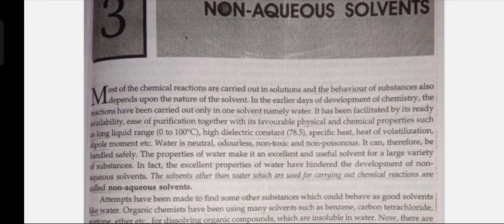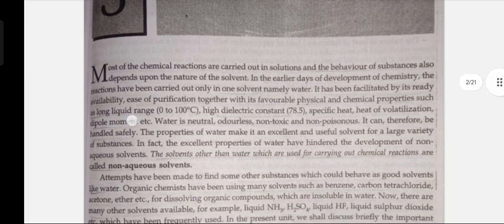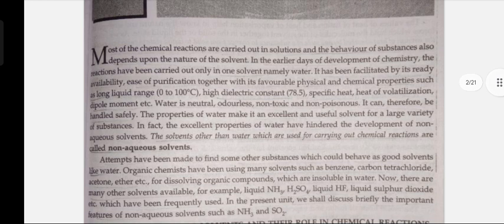The properties of water make it an excellent and useful solvent for a large variety of substances. In fact, the excellent properties of water have hindered the development of non-aqueous solvents. The solvents other than water which are used for carrying out chemical reactions are called non-aqueous solvents.